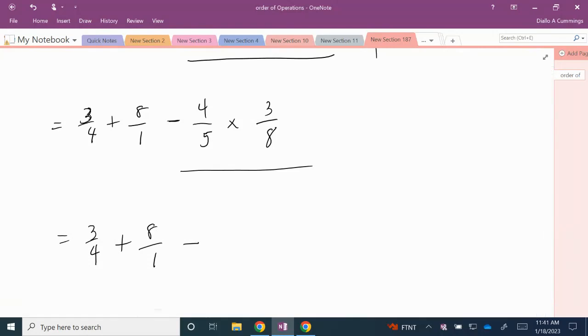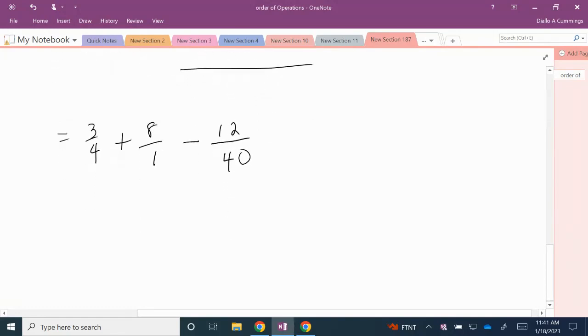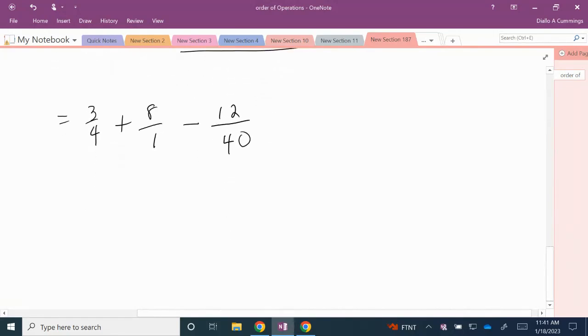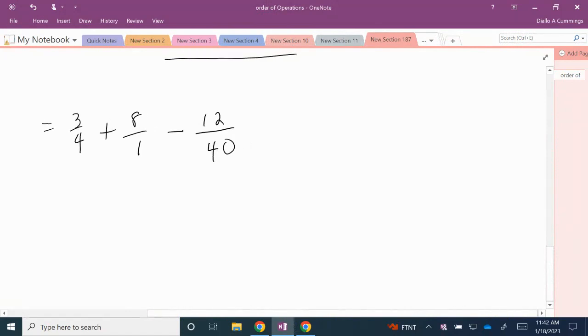When I multiply fractions, I'm simply going to multiply the numerators and multiply the denominators. So 4 times 3 is 12. 5 times 8 is 40. Now, in order to add or subtract fractions, you must have a common denominator. So I have three denominators: 4, 1, and 40. And I have to find the least common denominator or the least common multiple. The least common denominator and the least common multiple are exactly the same.